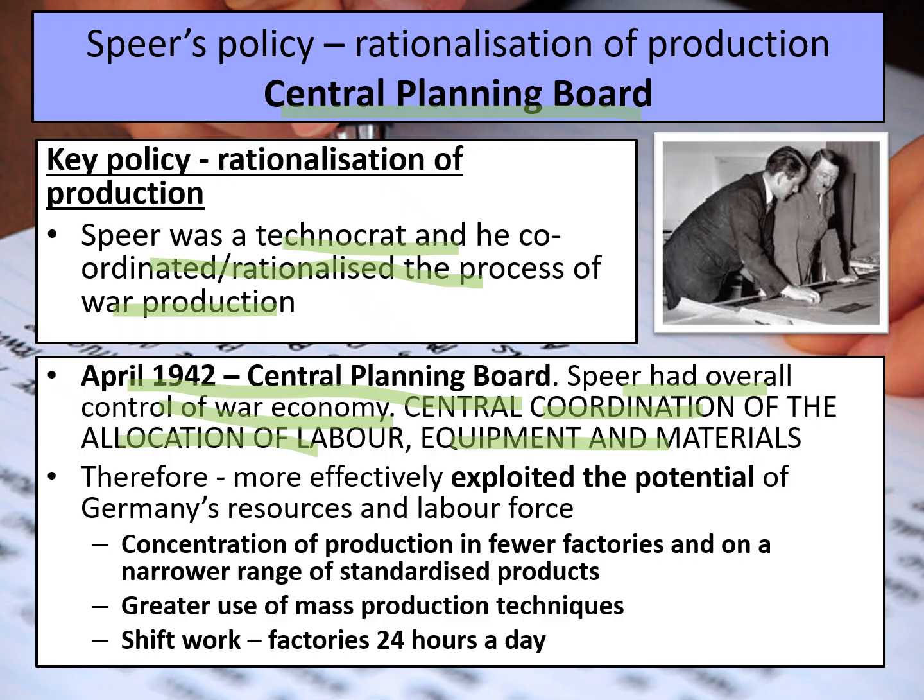So essentially, he was now able to override the previously fragmented bureaucracy and align the army's demands with the factory realities. He was therefore able to effectively exploit the potential of Germany's resources and labour force, for instance, by doing things like concentrating production in fewer factories and on a narrow range of standardised products. He also made greater use of mass production techniques and introduced shift work to try and keep the factories open and producing for 24 hours a day.